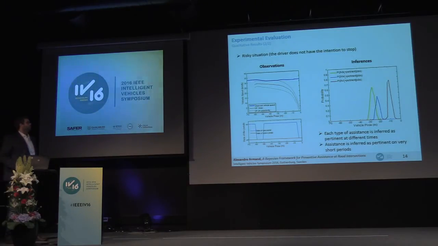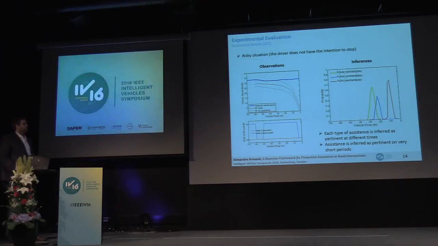For a risky situation, where the driver does not have the intention to stop, we have the same observations here, but we see that the vehicle speed is more or less constant, the driver does not decelerate, and we see in the bottom that the driver does not release the gas pedal and does not actuate on the brake pedal. And we can see on the right the inferences.